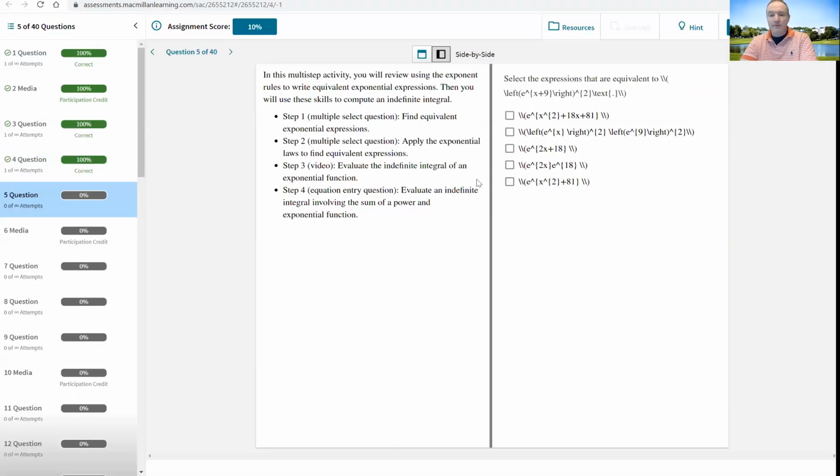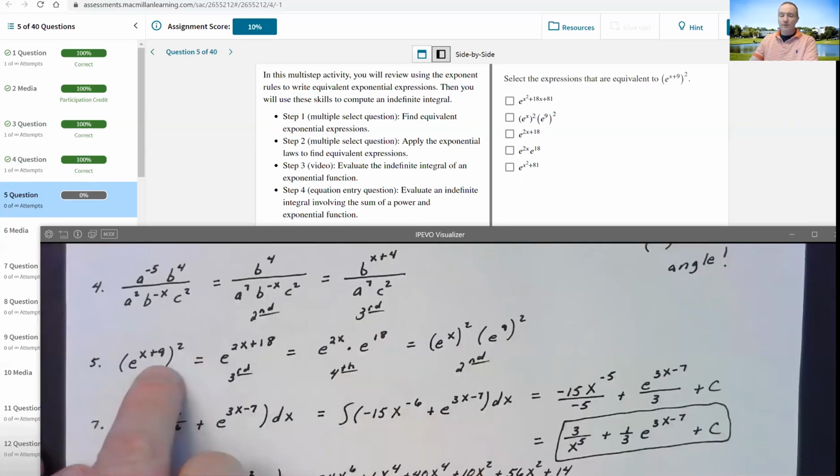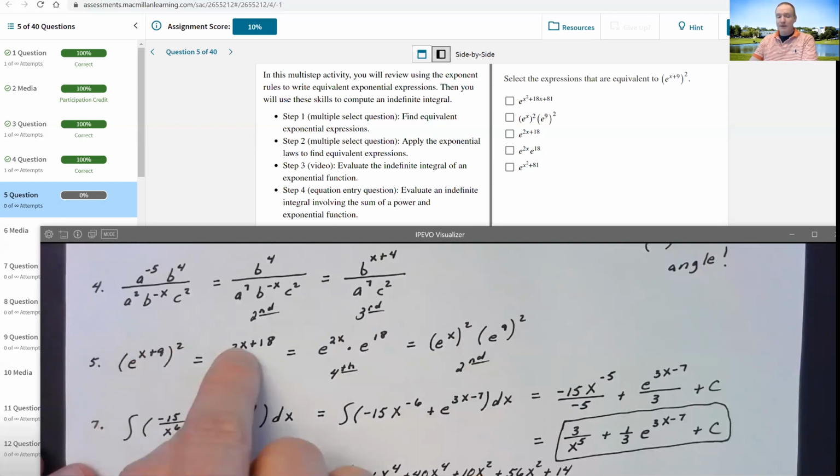This one's going to be a similar problem if it loads. It finally loaded here. So when I was looking at this one, the way I would go ahead and just simplify this, what you're supposed to remember, power to power, you multiply. So this is just e to the x plus 9 raised to the 2nd. 2 times x plus 9 is going to be 2x plus 18.